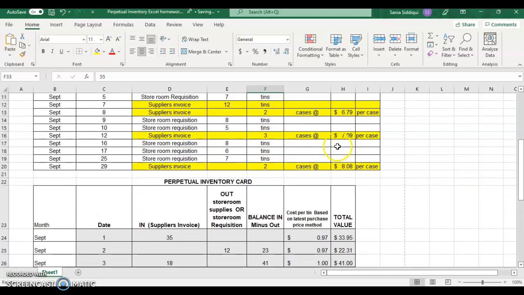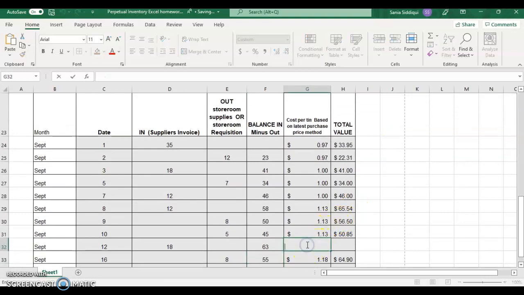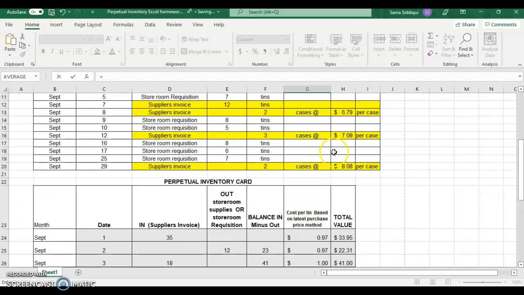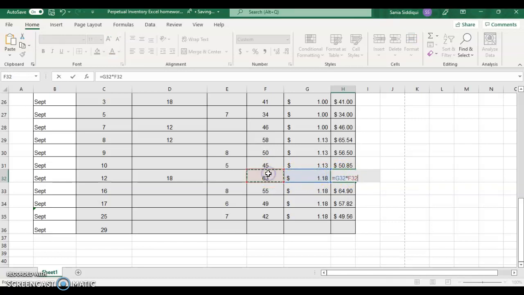Now here again, the total price has changed. It is now $7.09 per case. So in order to figure out the cost per tin, we'll take the latest purchase price, $7.09, and divide that by 6. And that gives us $1.18. So in order to figure out the total value, we'll take $1.18, multiply that by 63, and that gives us $74.45.